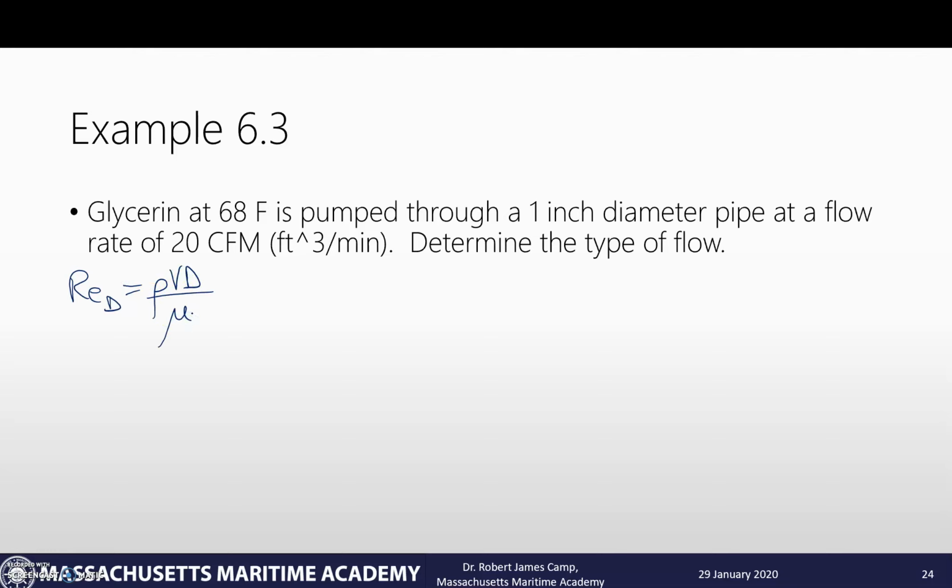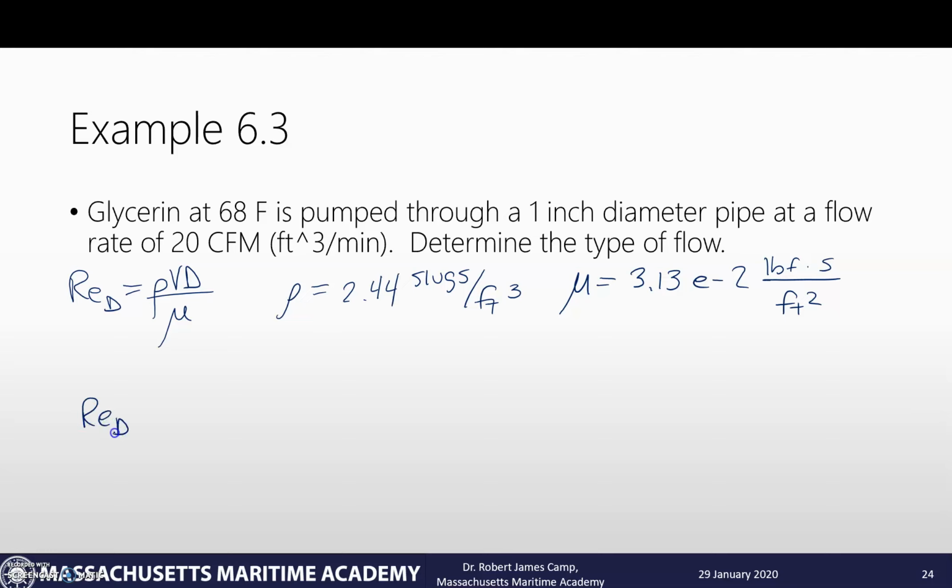We need to go look up what the properties of glycerin at 68 degrees Fahrenheit are. And that's a density of 2.44 slugs per cubic foot. And then our viscosity is 3.13 times 10 to the negative 2 pound-force second per foot squared. And so we have all the other properties from the problem, so we can just start.